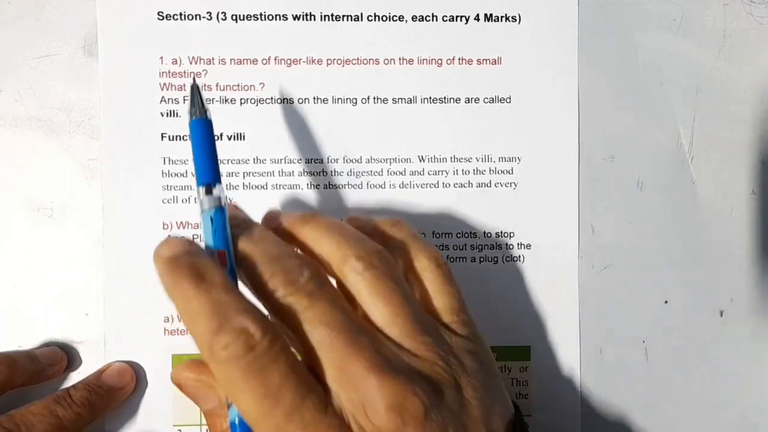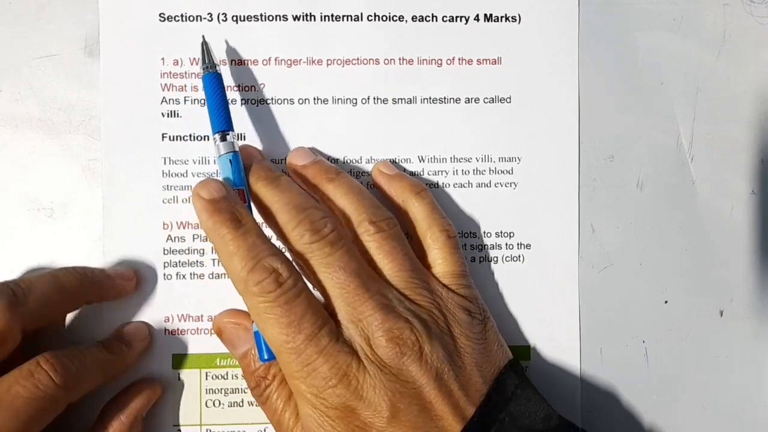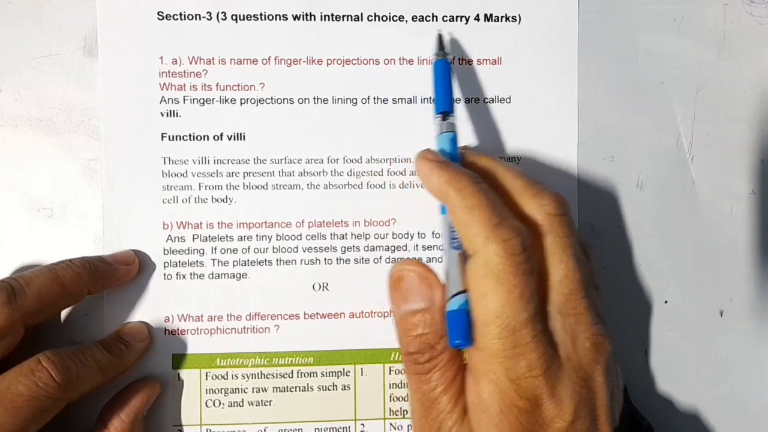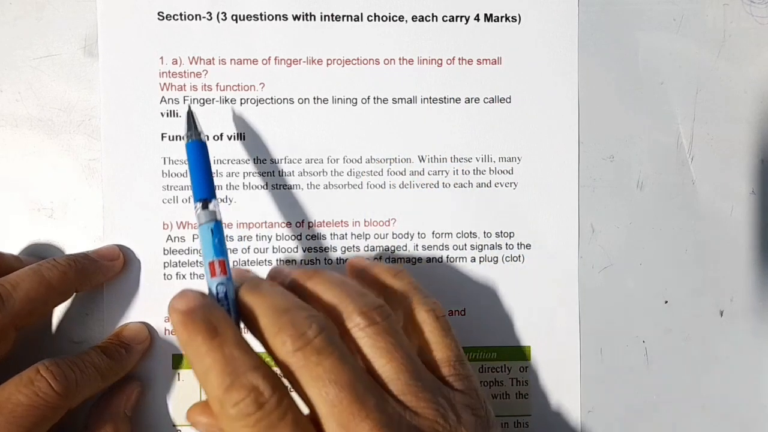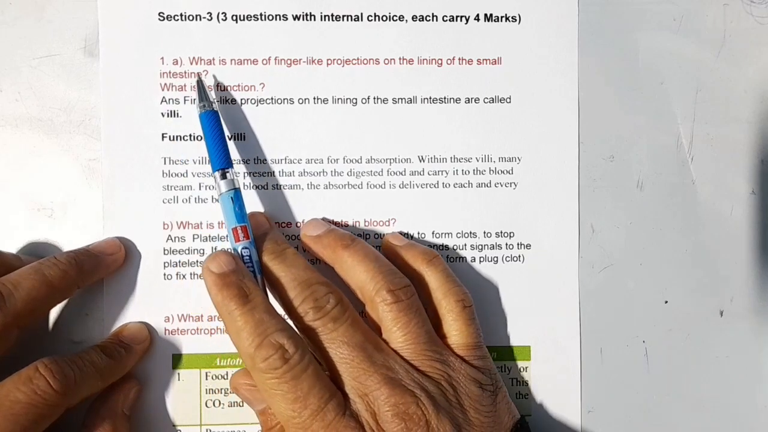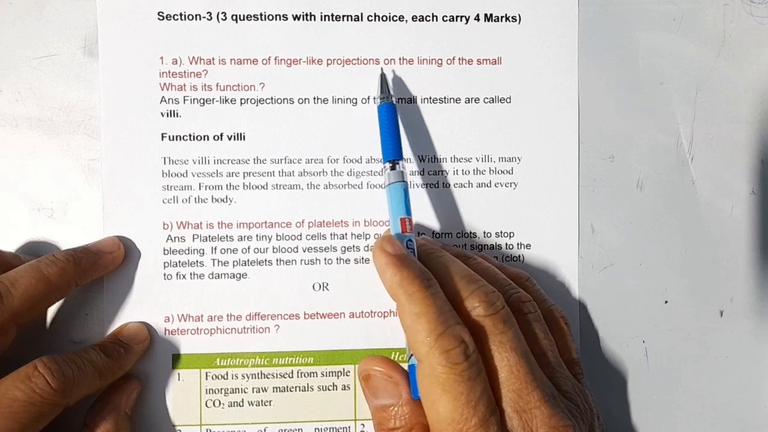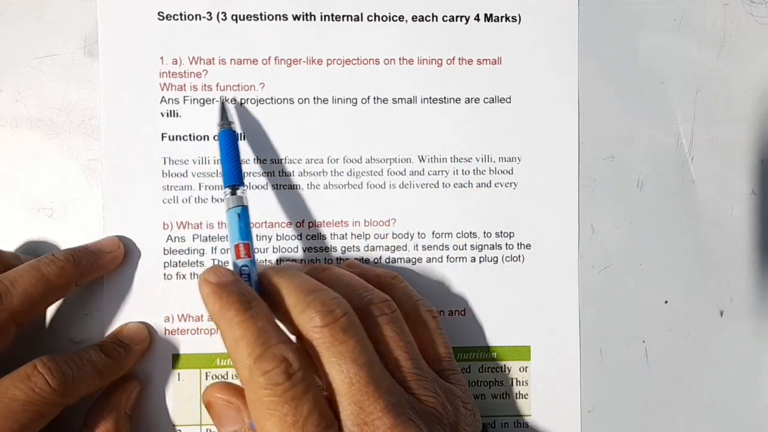Now we come to section 3 of our question paper. In section 3, there will be 3 questions with internal choice. Each carries 4 marks. Now let's start these questions. Our first question is, what is the name of finger-like projections on the lining of the small intestine? What are its functions?